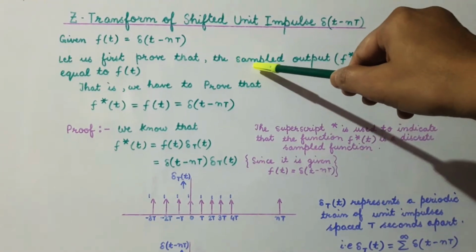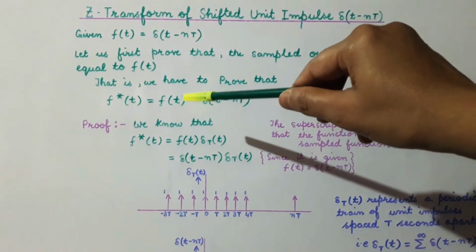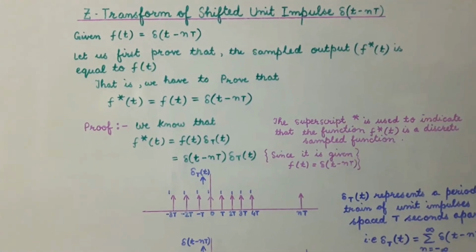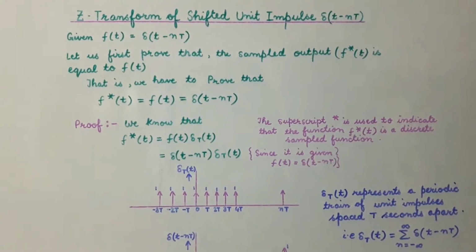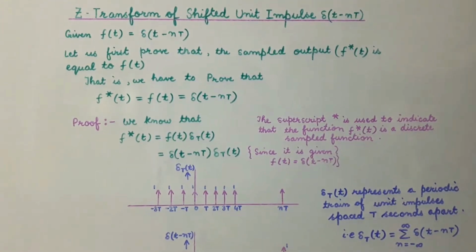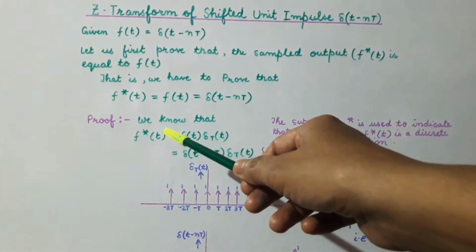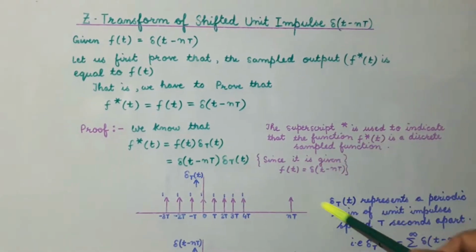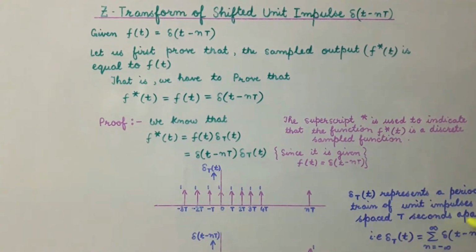So first we will prove that the sampled output f*(t) is equal to f(t), that is, f*(t) = f(t) = delta(t - nT). Now from the chapter on Z transform, we found out that whenever a continuous signal f(t) is fed to a sampler, then we get a sampled output, denoted by f*(t), which is a discrete sampled function, and this f*(t) can be written as f(t) into delta_T(t), where delta_T(t) represents a periodic train of unit impulses which are spaced T seconds apart.